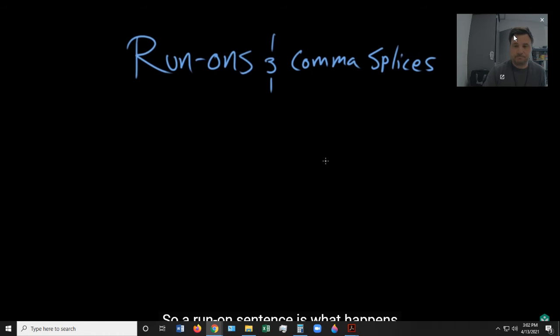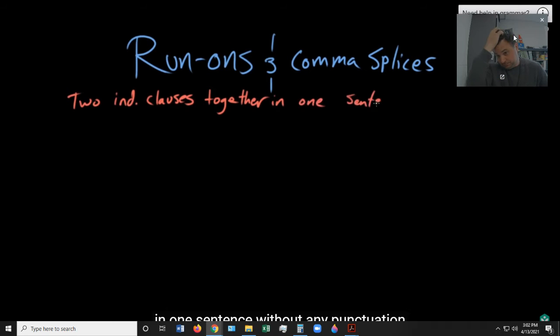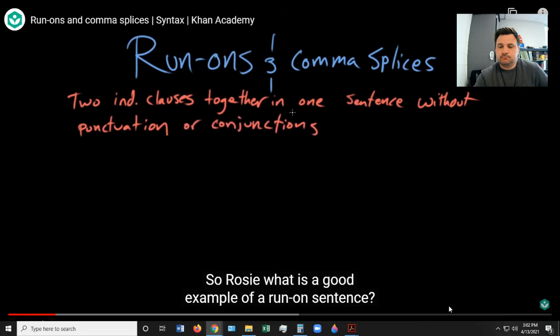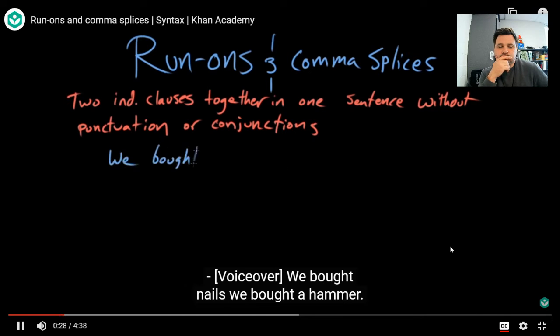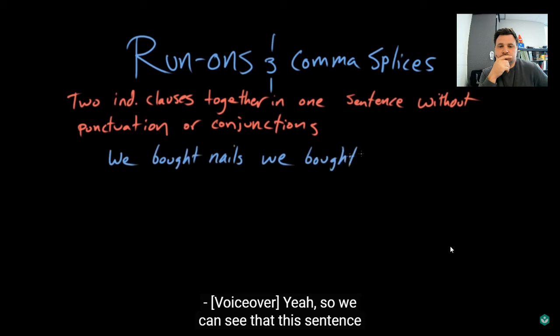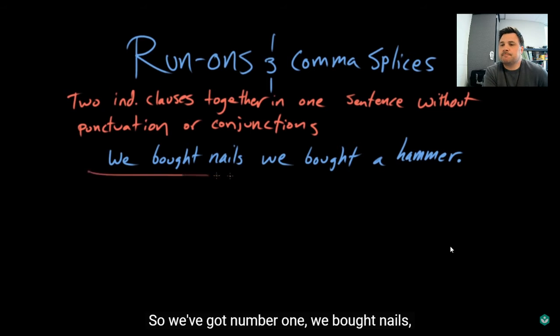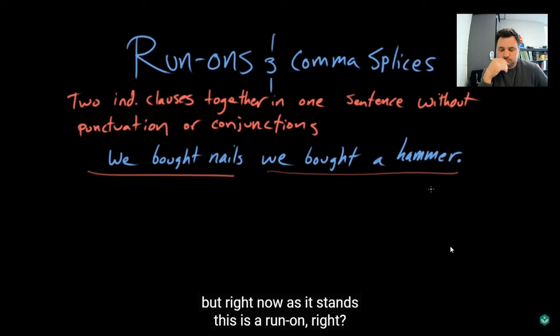A run-on sentence is what happens when two independent clauses are put together in one sentence without any punctuation or coordinating conjunctions like and, but, or. So, Rosie, what is a good example of a run-on sentence? We bought nails. We bought a hammer. Yeah, so we can see that this sentence contains two individual independent clauses. Number one, we bought nails. Number two, we bought a hammer. Now, there are a couple of different ways we could make this a legal sentence, but right now, as it stands, this is a run-on, right?